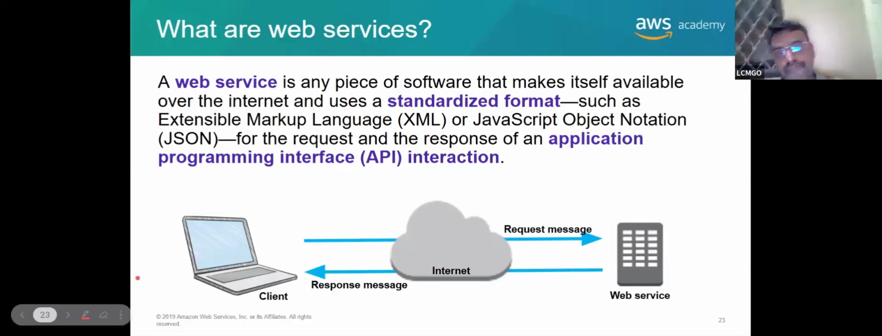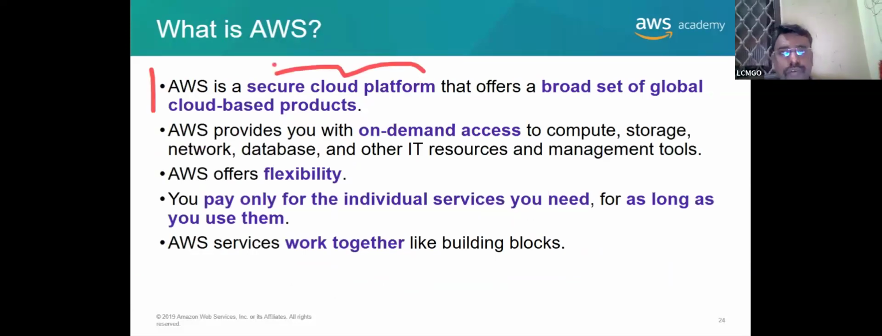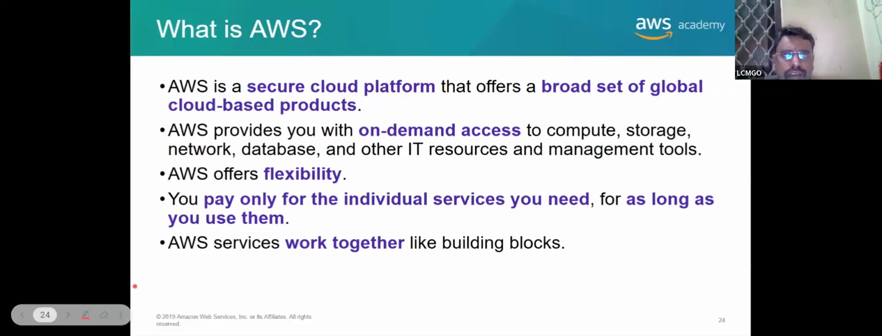Now, what is AWS? AWS is a secure cloud platform. Why we depend on AWS, mainly first is security. As I told you, Linux is the thing, right? AWS is working fully with Linux, so your cloud, that is AWS, is fully secure. Next, it offers a broad set of global cloud-based products. Cloud-based products means, as I told you, they have 200 plus services. Every month they are inventing new features and products.